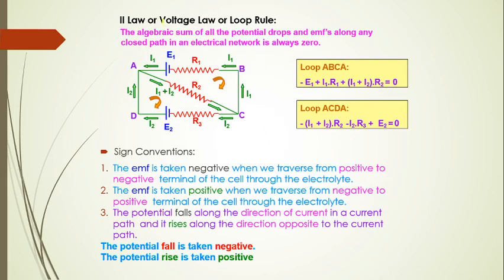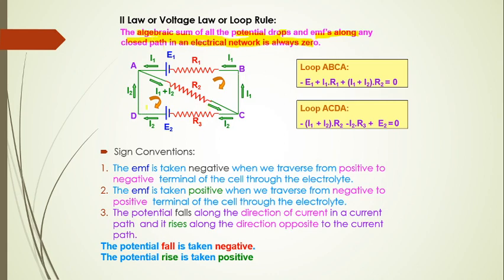And the second law is known as the voltage law, or loop rule. The rule is: the algebraic sum of all the potential drops and EMFs along any closed path of the electrical network is always zero. Algebraic sum, again: the sum of the potential differences and EMFs in a closed path. Potential difference means V is equal to IR, current into resistance, the potential drop, and EMF along any closed path of the electrical network is zero.